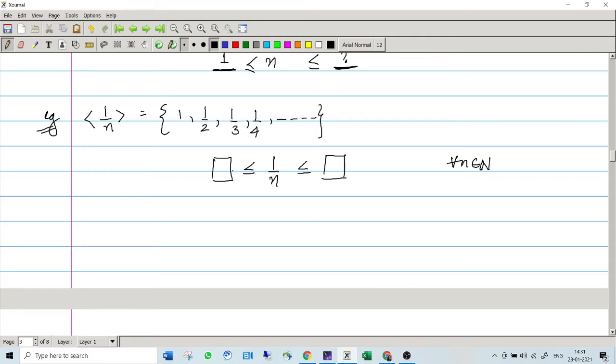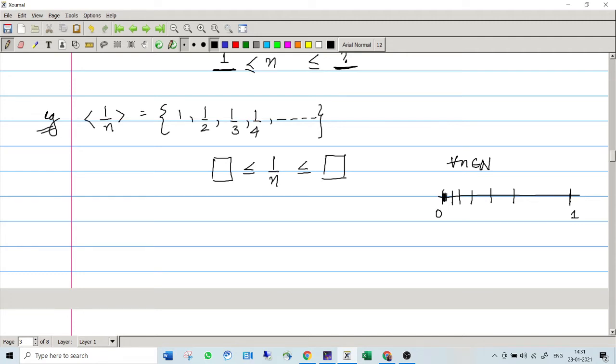So what do you think? Which number can be there which is less than that and the greater one? Ma'am, the upper bound can be 1. Yes, it will be 1. So you have 1, 1 by 2, 1 by 3, 1 by 4, 1 by 5, 1 by 6, 7, 8, and somewhere here.